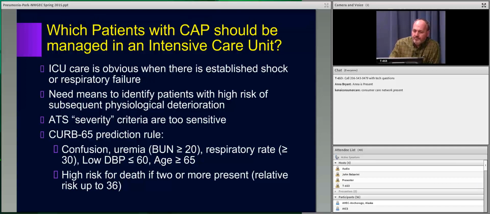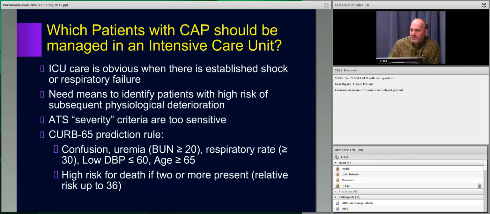Now on the other extreme, you're walking through the ER after visiting someone in the hospital, and you're on your way home, and you notice one of your patients lying on a stretcher, gasping for breath. Sometimes it's obvious if someone has shock or respiratory failure, it's obvious they need to be on a ventilator in the ICU. But what we need is a way to identify people who are at high risk of subsequent physiologic deterioration, because those are the ones that really do badly.